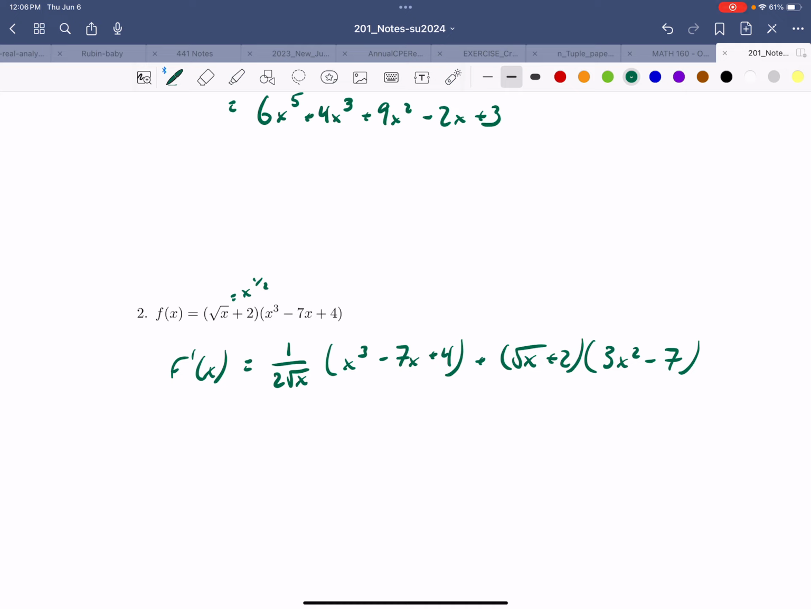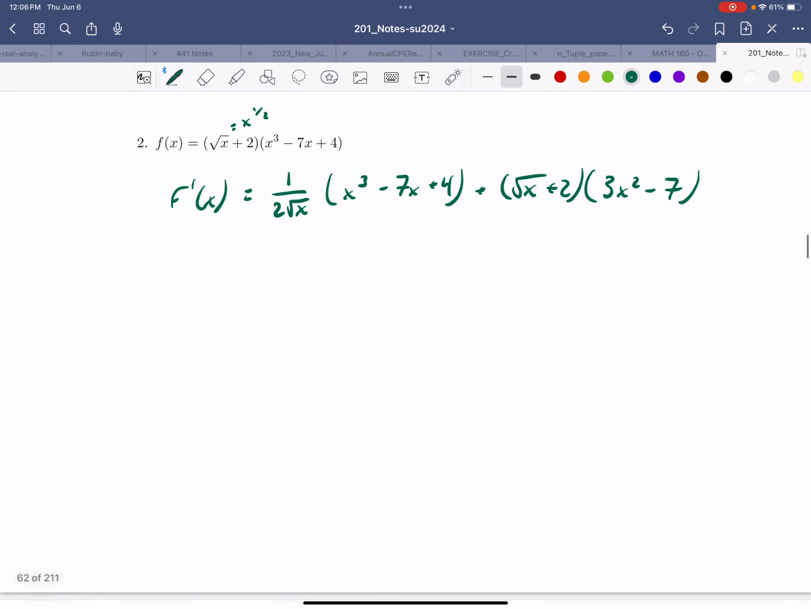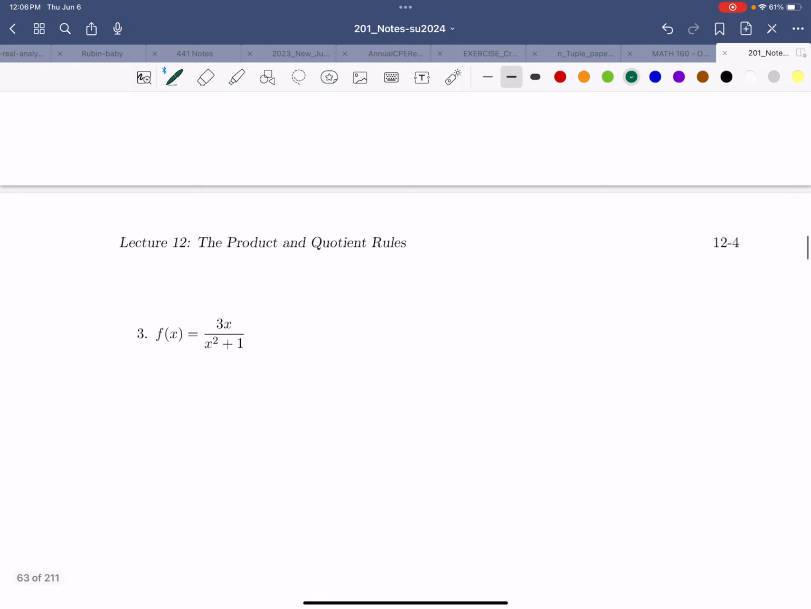Now, you could simplify this if you wanted, but it'd be a mess. You're going to have a root x in the bottom, a root x in the top. I don't really think it's worth it. So remember, in general, on a quiz or an exam, simplify it if and only if I ask you to.